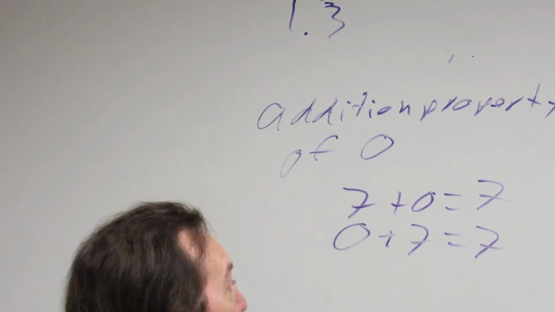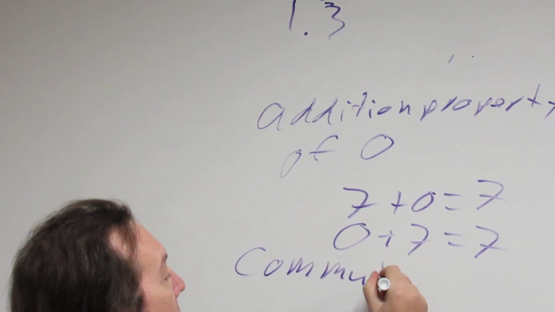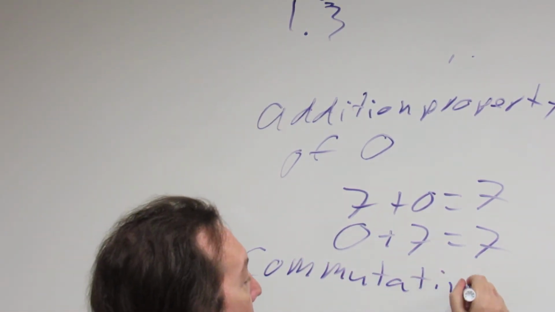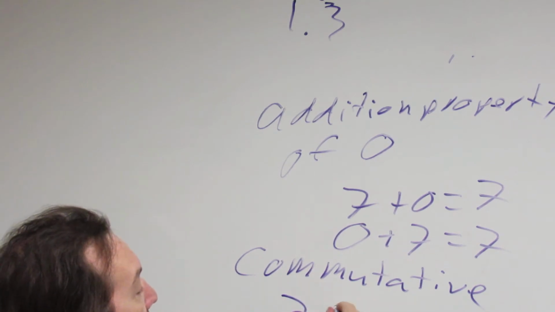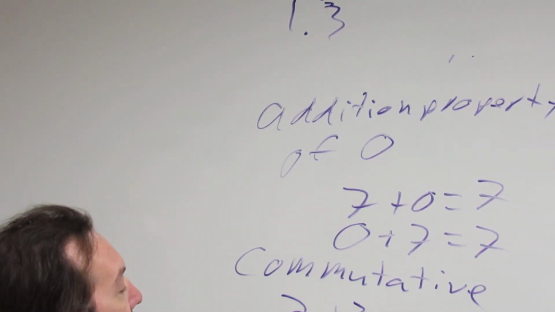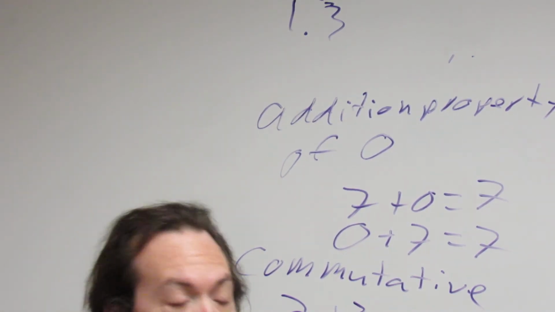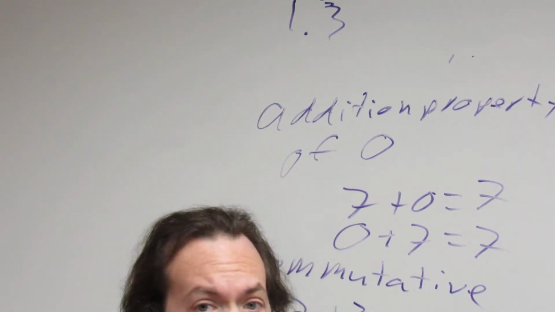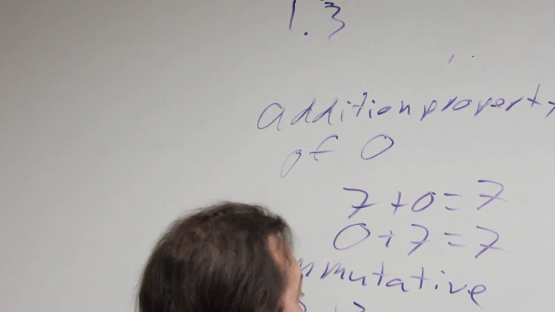The commutative property means that it doesn't matter what order you add numbers. So if you have 2 plus 3, that equals 5. And if you have 3 plus 2, that also equals 5. It makes no difference what order you put them in.